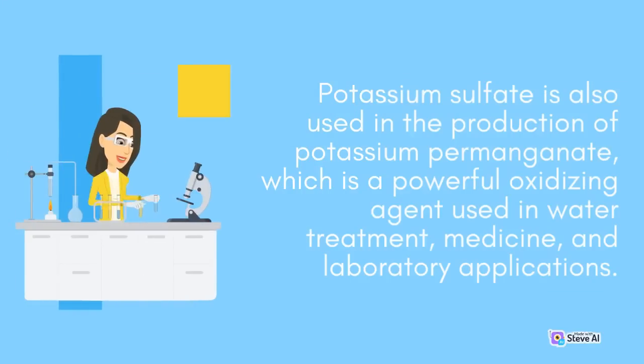Potassium sulfate is also used in the production of potassium permanganate, which is a powerful oxidizing agent used in water treatment, medicine, and laboratory applications.